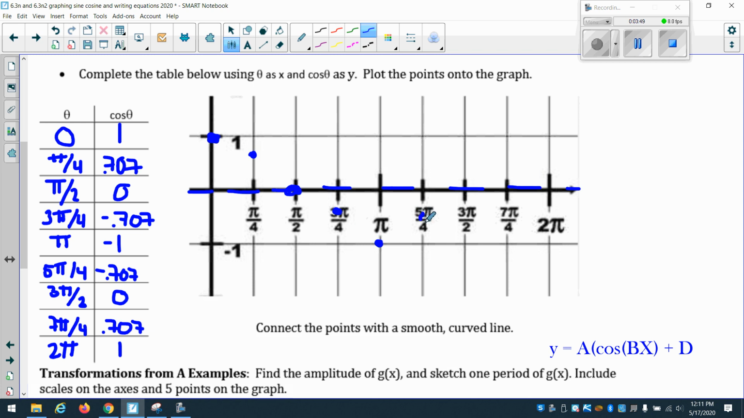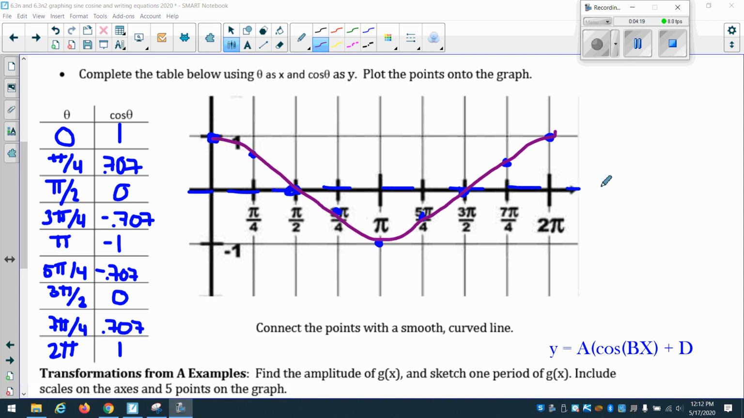5 pi over 4, negative 0.707. 3 pi over 2, we're at 0. 7 pi over 4, and 2 pi, we're back at 1. So again, this is a little bit different. Sine, you start at the midline. Now cosine, you're starting at the maximum. So we are going to connect the points with a smooth curved line. And here's your graph connected.